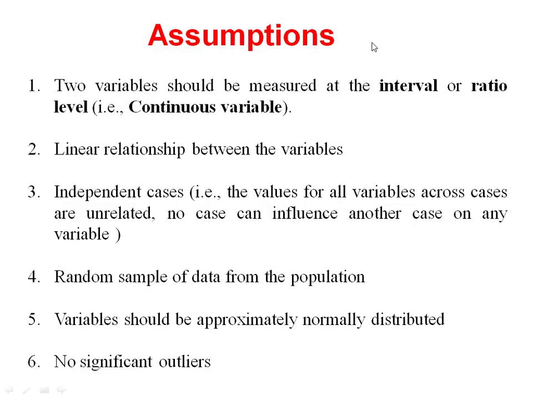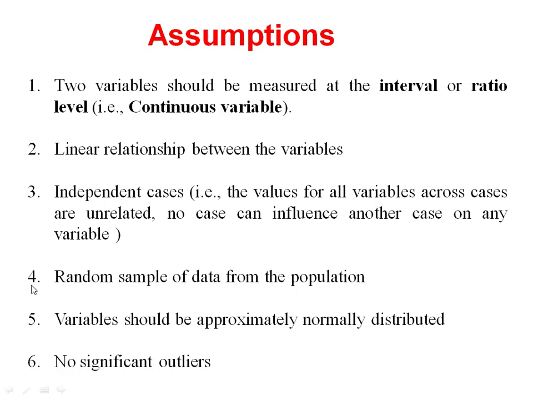Assumptions of Pearson correlation coefficient. Two variables should be measured at the interval or ratio level, that is, continuous variables. Second, a linear relationship between the variables. Third, independent cases, that is, the values for all variables across cases are unrelated, and no case can influence another case on any variable.